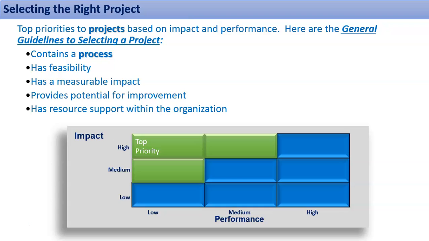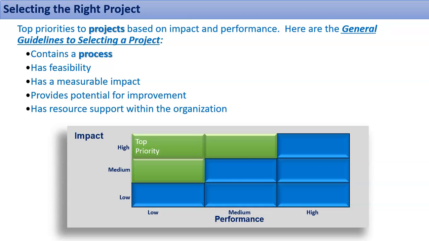The priority of any project lands between two axes here, as you see in the chart or the graph. It is between the impact and the performance. So if you have a situation where there's a low performance, and if you fix that, that will have a high impact, that makes a top priority for a project.